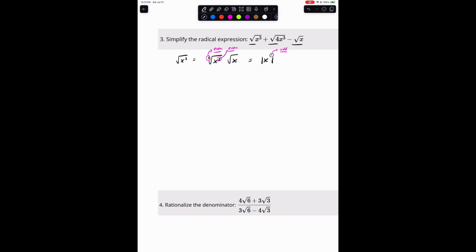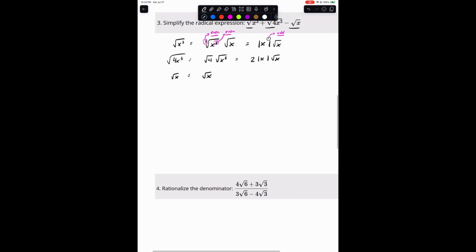Okay. Then we have our root x. The square root 4x cubed is almost the same. So it's square root 4 times square root x cubed. We know square root 4 is 2, right? And square root of x cubed, we can see from above, is absolute value x, root x. And root x is obviously just itself. I can't do more with that. Rewriting the equation yields absolute value x times root x plus 2 absolute value x root x minus root x. That's really it. That's all you can really do.